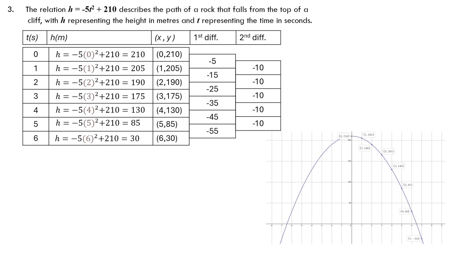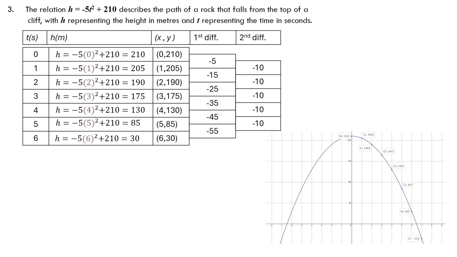Here we have a word problem. The relation h equals negative 5t squared plus 210 describes the path of a rock that falls from the top of a cliff, with h representing the height in meters and t representing the time in seconds. So what's happening here is a rock is falling, and it's being dropped from a cliff at a height of 210 meters.